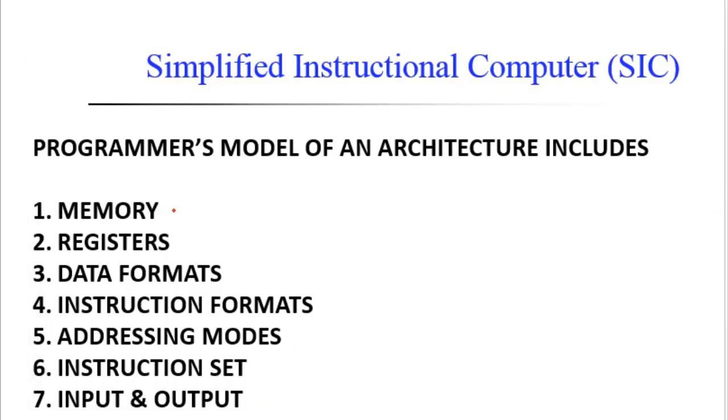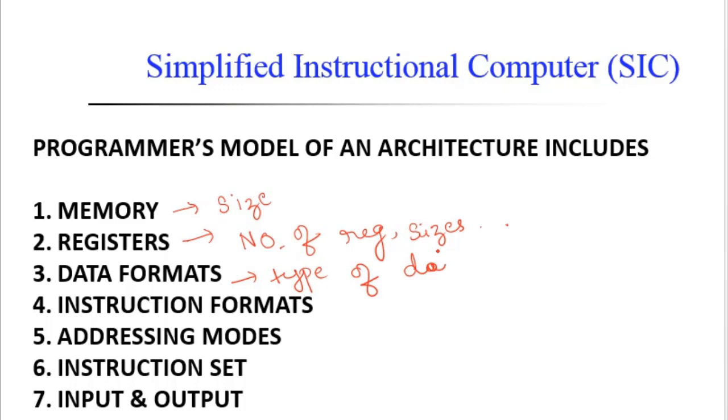When I say memory, we need to understand what is the total address space available for storing code and data. When I say register, we need to know how many registers are present, what are their sizes, etc. When it comes to data format, what type of data your architecture can handle. When it comes to instruction format, what is the size of an instruction, and for every instruction supported by the architecture, what is its format.